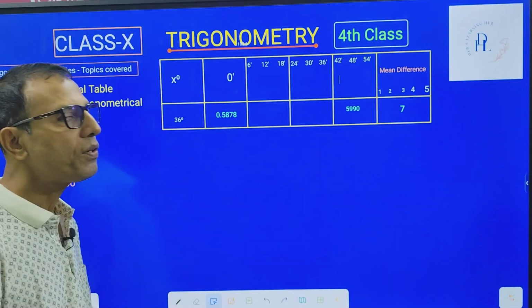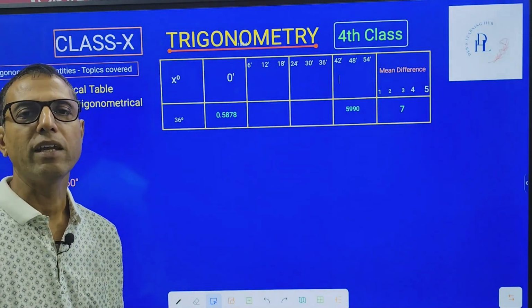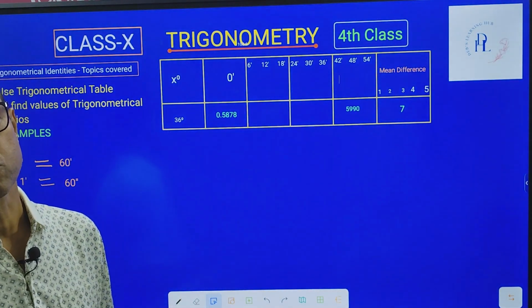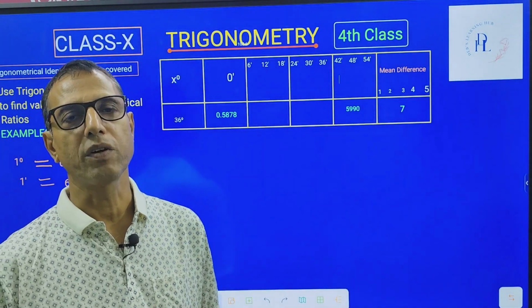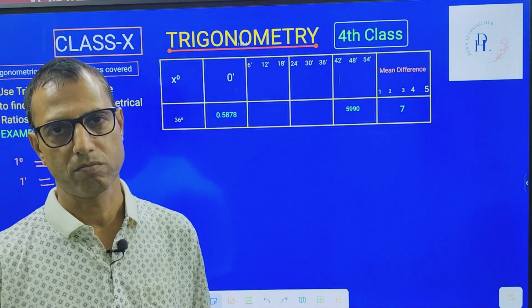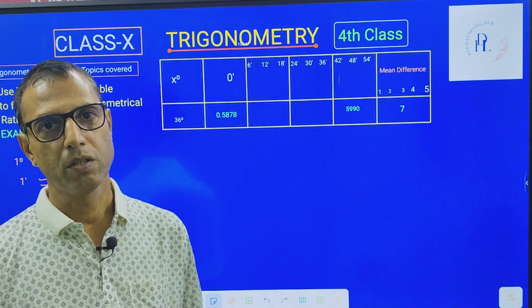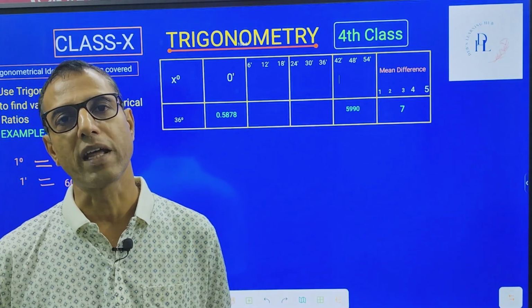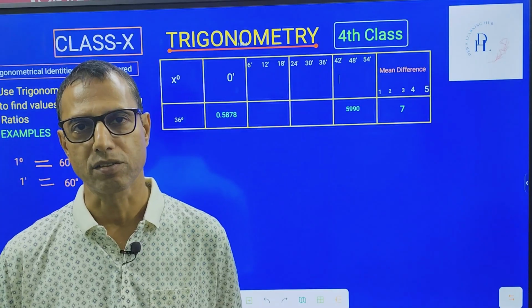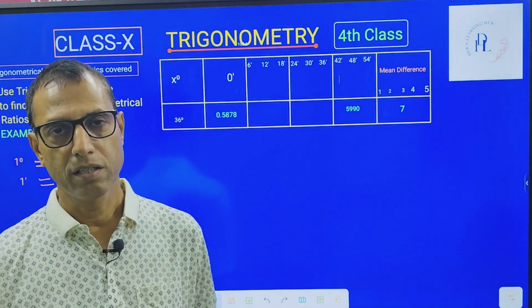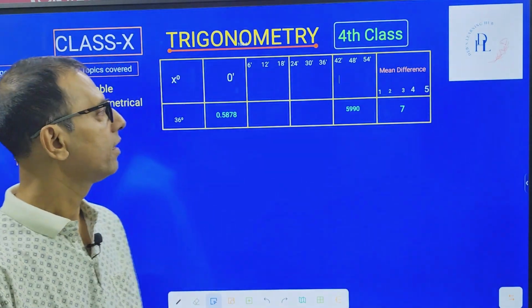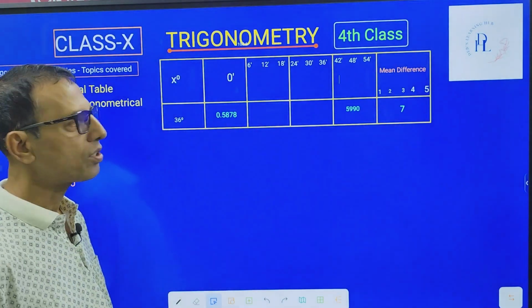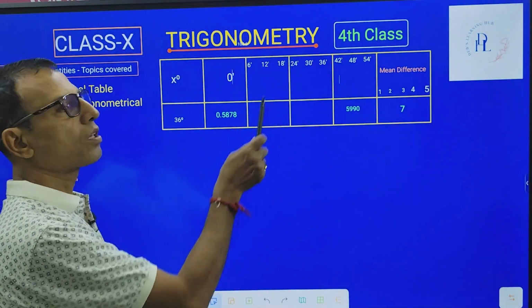Now, let's say you know sine 30 degree equals half. But if you are asked to find the value for 30 degree 48 minutes, what are you going to do? In that case, you don't know the value. There is a table for natural sine, natural cosine and natural tan. So how is the table structured? What are these columns actually?